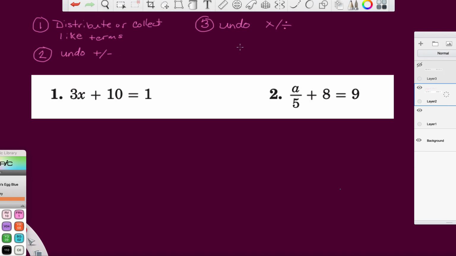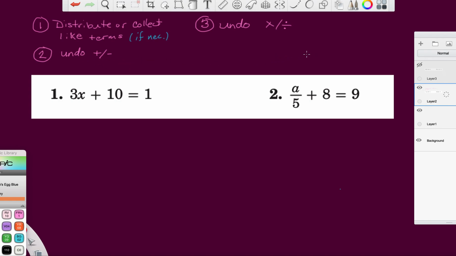The first thing you're going to do is distribute or collect like terms, if necessary, right? Sometimes it won't be there. Sometimes you'll just have a two-step equation just like you see here, right?